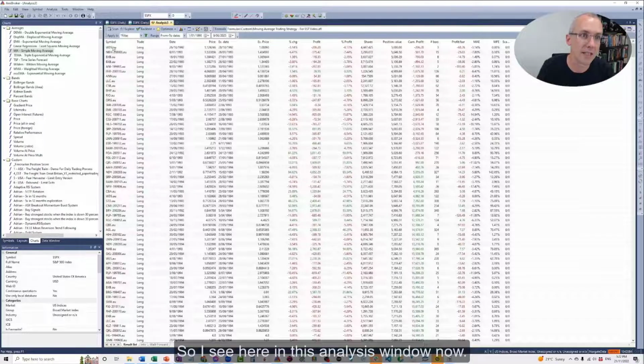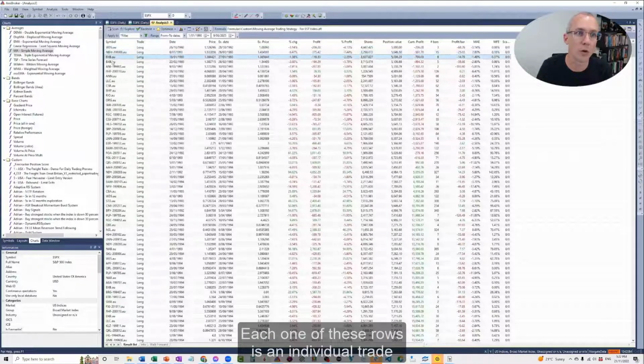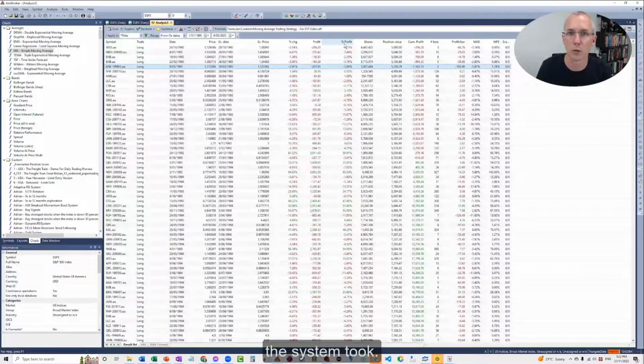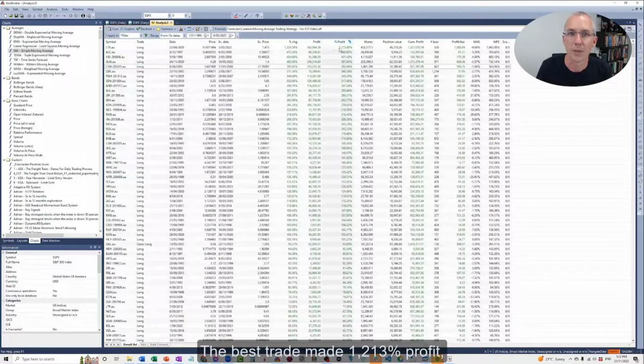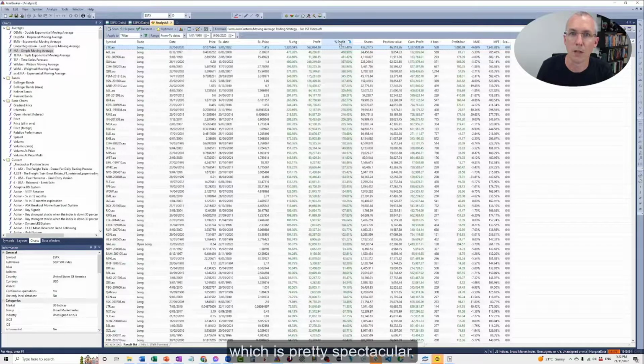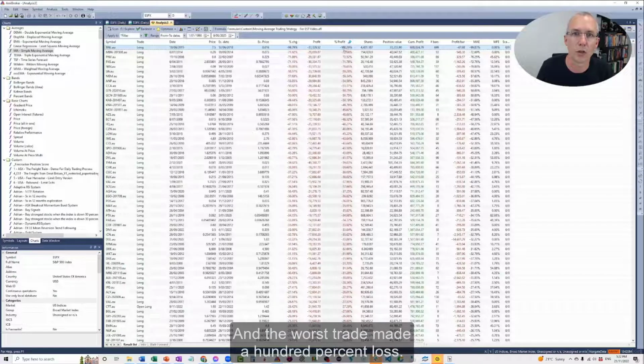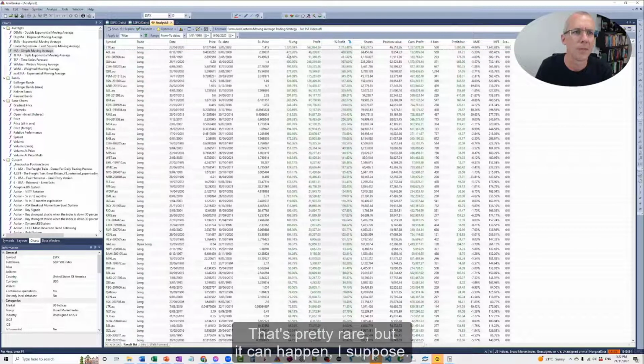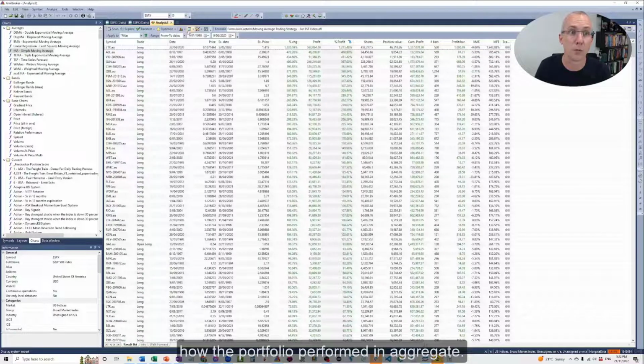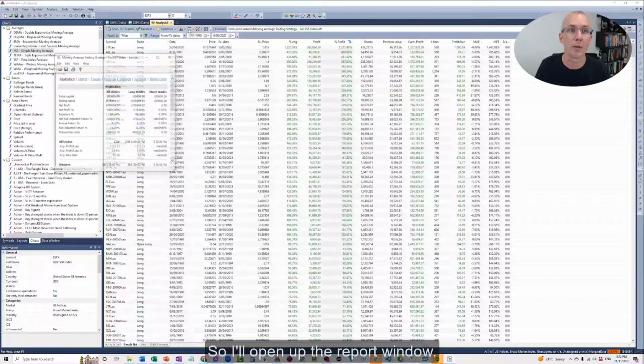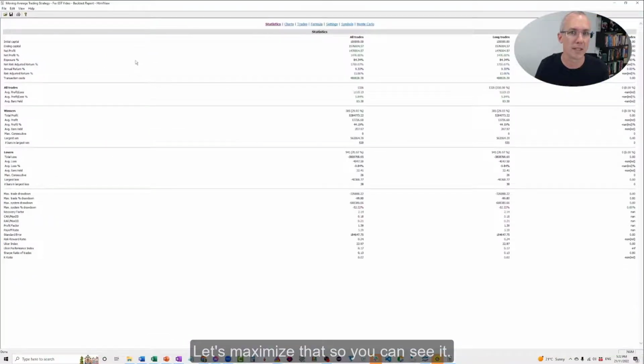So you see here in this analysis window now, each one of these rows is an individual trade the system took. The best trade made 1,213% profit, which is pretty spectacular, and the worst trade made 100% loss. That's pretty rare, but it can happen, I suppose. Let's have a look at how the portfolio performed in aggregate. So I'll open up the report window. Let's maximize that so you can see it.